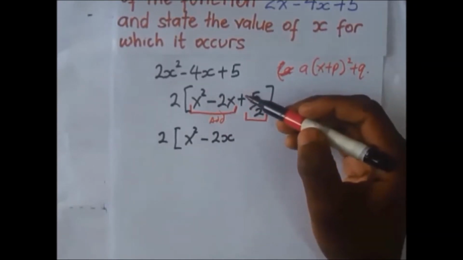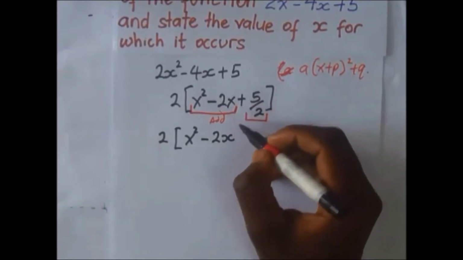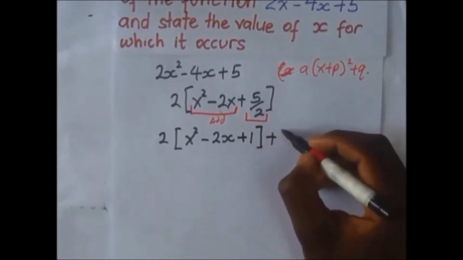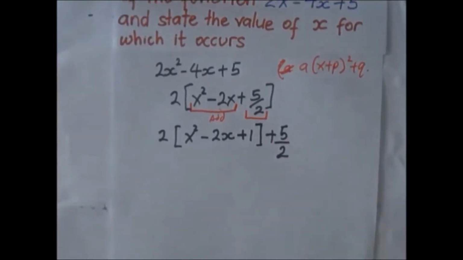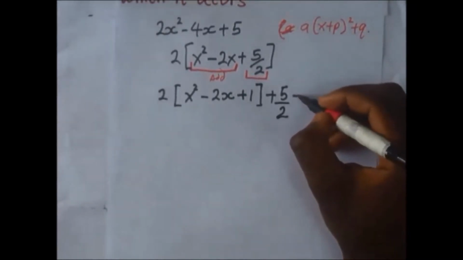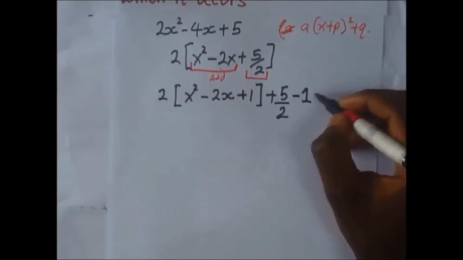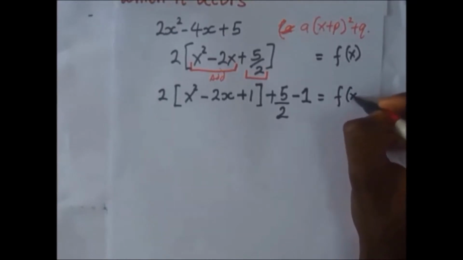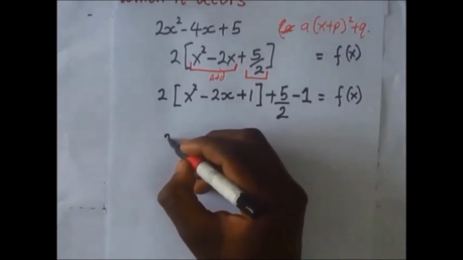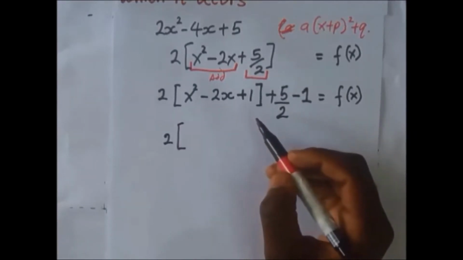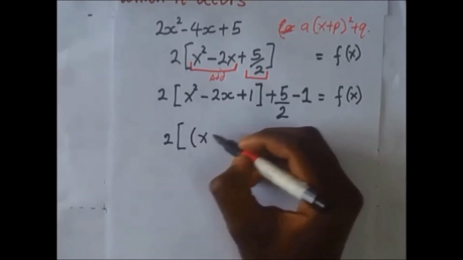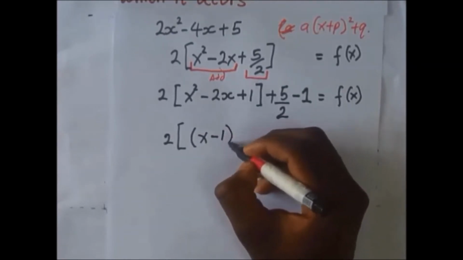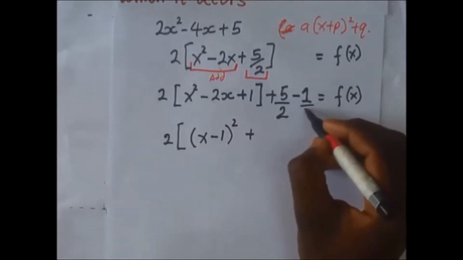Negative 1 squared, what do we get? Negative 1 times negative 1 is positive 1. So we add positive 1 here, then we say plus this 5 over 2. And from that 5 over 2, that positive 1 we got, we subtract it. This is giving us the function of x, which is equal to 0. So this is going to become 2 into, now when you simplify that quadratic expression, it is a perfect square. It's going to give us x minus 1 squared, plus the remainder over 1.